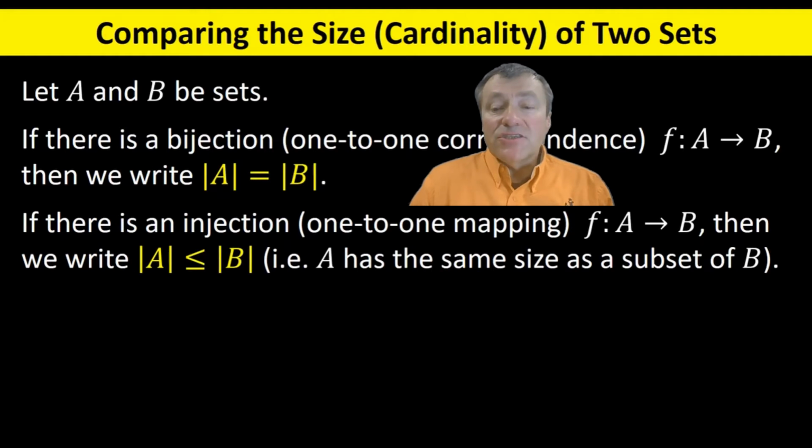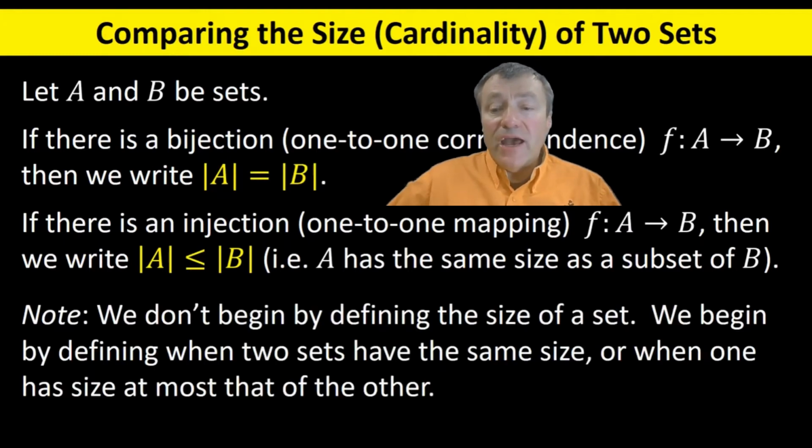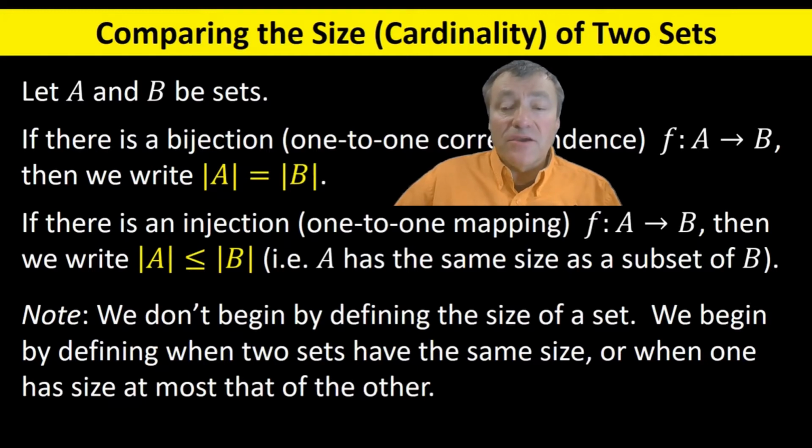If there is an injection from A to B, that's a one-to-one mapping, not necessarily onto, then we say that the size of A is at most the size of B. Note that this is the same as saying that A has the same size as some subset of B. We don't yet have names for the possible sizes of sets, which is to say the cardinal numbers. First, we define having the same size, and then later you come up with names for the sizes themselves.